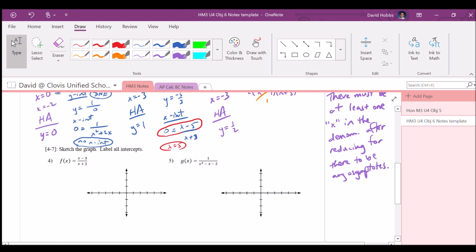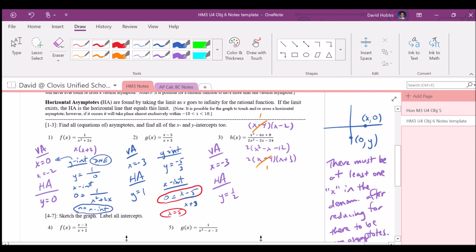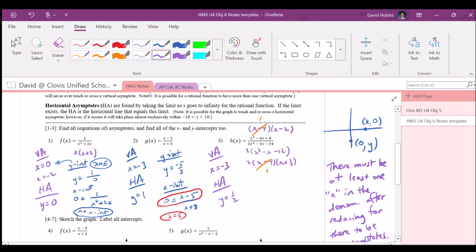So in other words, if we were to reduce, for example here on number 3, if the x minus 2 reduced, and let's say it was x minus 2 down here in the bottom as well, and there were no x's left in the denominator, then there would be no asymptotes at all. So there has to be at least one x left in the denominator, after reducing, for there to be any asymptotes.